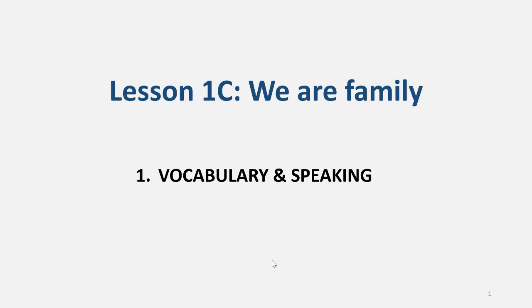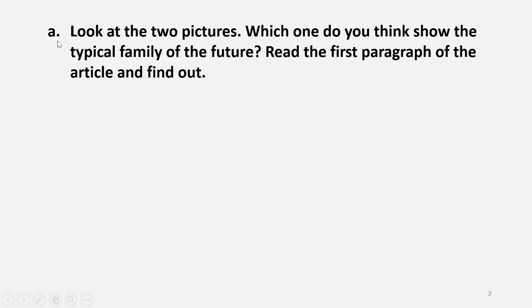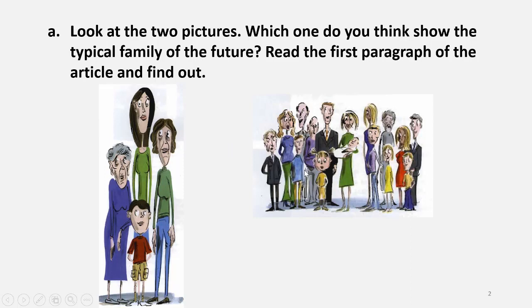Okay, now let's see the first requirement of this video. For part A, we need to look at the two pictures. Which one do you think shows the typical family of the future? Then we read the first paragraph of the article and find out. Yes, and here, as you can see, we have two types of families, right? On the right and on the left.